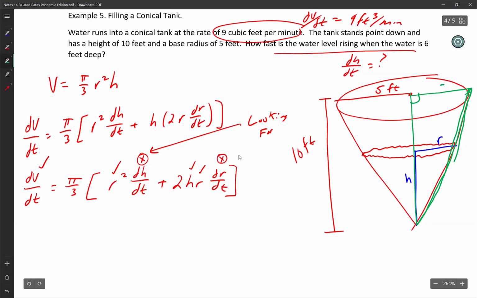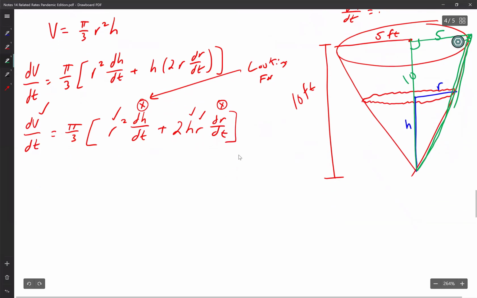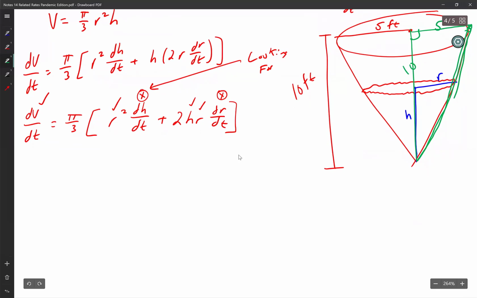I know that this distance here is 5. I know that this distance here is 10. It's perfectly safe to write that in there because that's not changing. So 5 over 10 is to R over H. Do you guys see how I got that expression there? So now I can say 10R is equal to 5H. And if I divide by 5, H is equal to 2R.